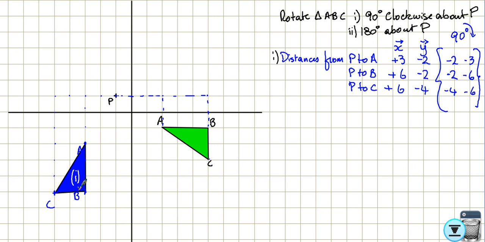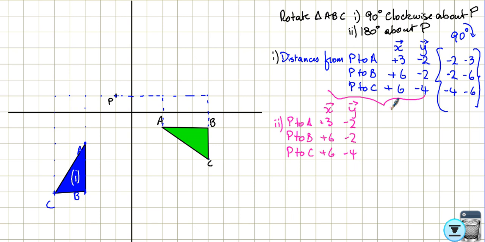For number 2, I need to rotate by 180 degrees. Okay, so second one. Again, I'm going to use those distances from P to A, from P to B, and from P to C. We had x and y distances. We have already counted them, so there's no need to do it again. So plus 3 minus 2, plus 6 minus 2, and plus 6 minus 4.